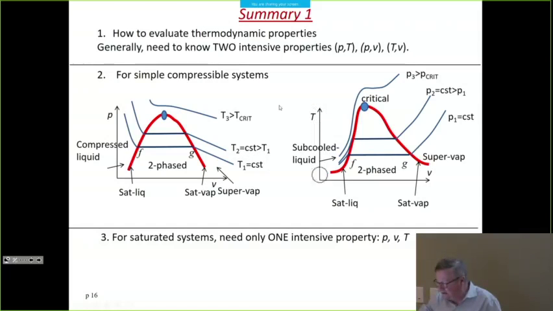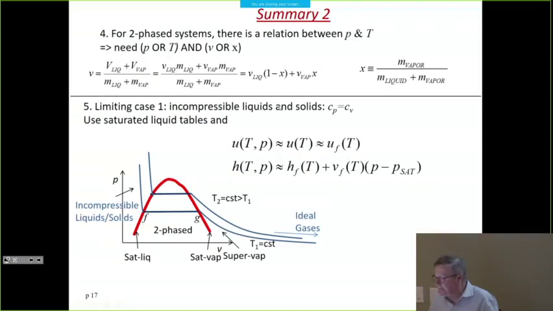You can do exactly the same in the T-v diagram. Subcooled liquid at certain pressures. You have here the two-phase regime, and here you have the superheated vapor. In a saturated system, when you know you're on one of these lines, you need only one intensive variable, because, in fact, you know that x is 0 here and x is 1 here. So that counts as your second variable.